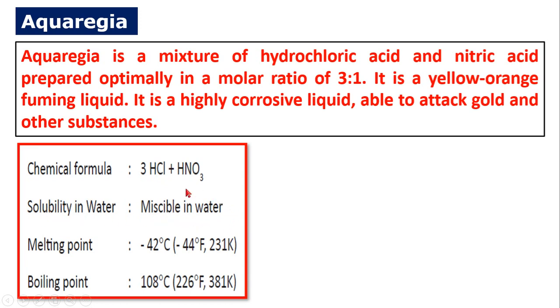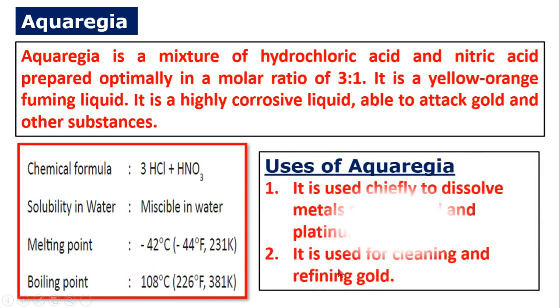Solubility in water: it is miscible in water. The melting point is minus 42 degrees Celsius and the boiling point is 108 degrees Celsius. What are the uses of aqua regia? It is used chiefly to dissolve metals such as gold, Au, and platinum, Pt, and it is used for cleaning and refining gold.